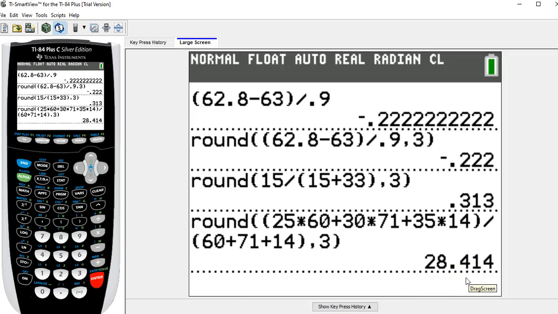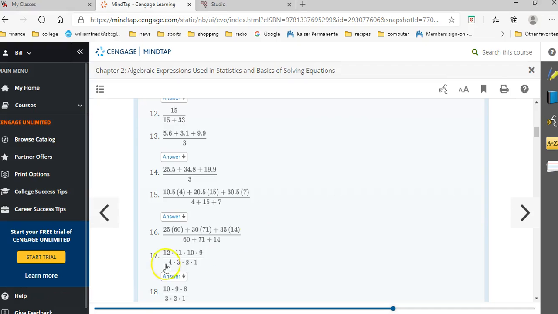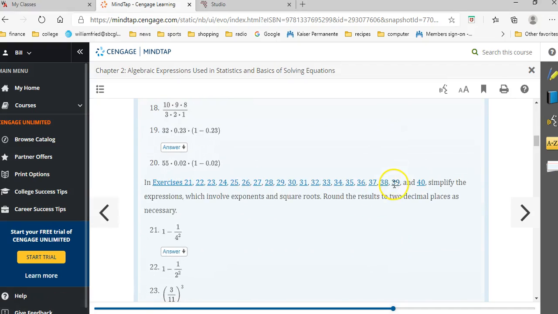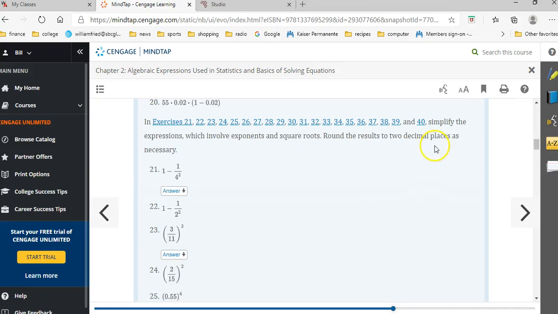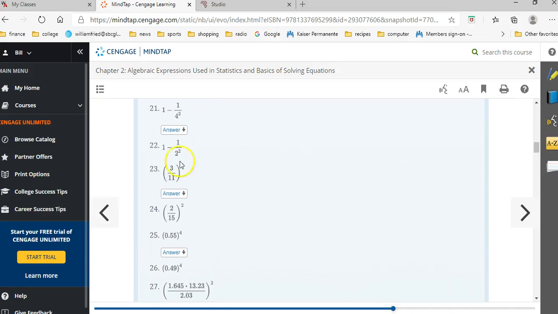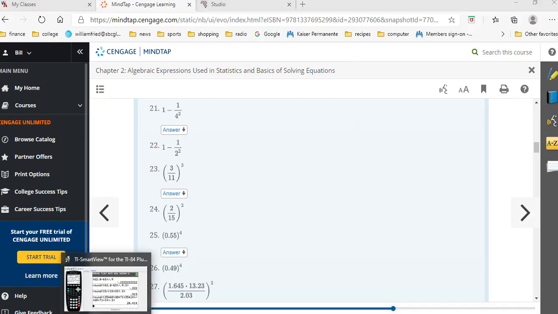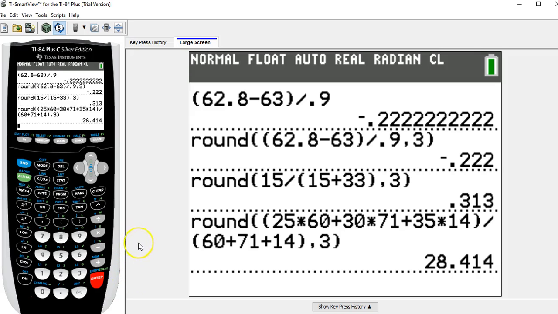Now, they also do some calculations involving exponents and square roots here. So if I go back, let's scroll down a bit. Let me take this one, 1 minus 1/2 squared. Now, they want these rounded to 2 decimal places. So 1 minus 1 over 2 squared. Let me do that one. So it says they want 2 decimal places.